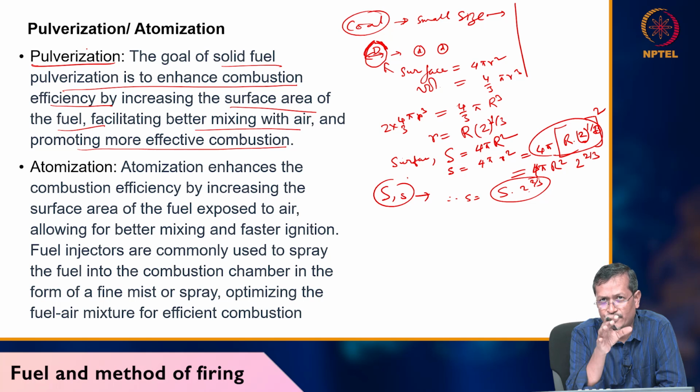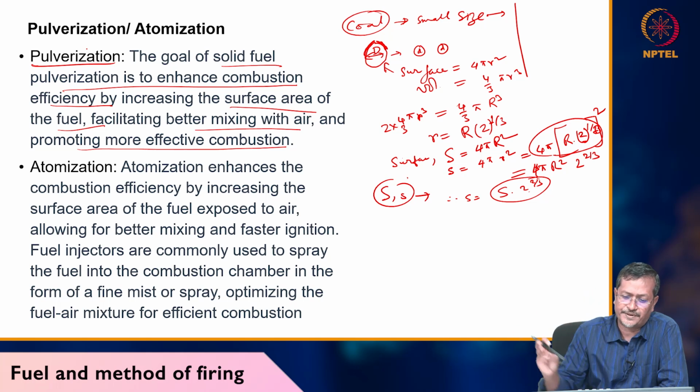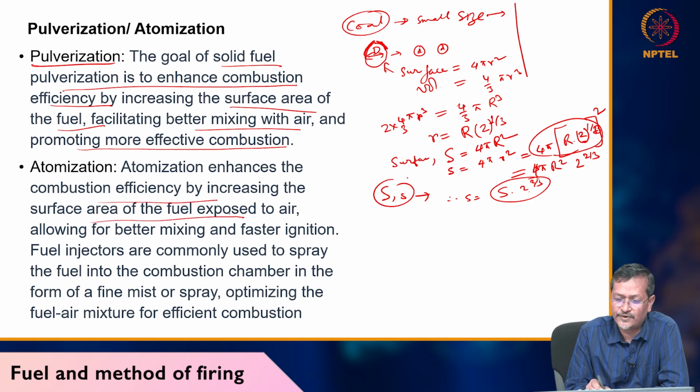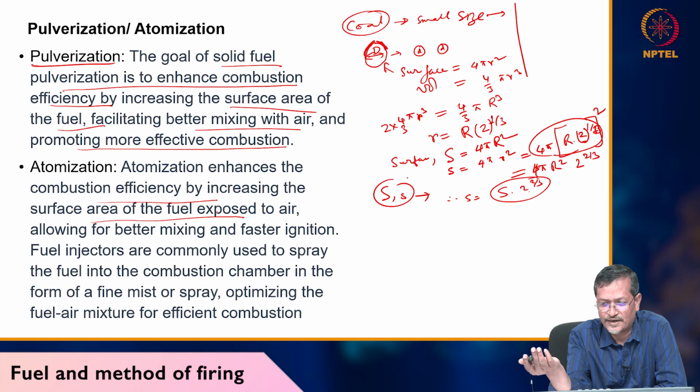So any coal fired unit or solid fired unit will have a pulverization unit where they break the solid fuel into very small tiny particles, so that it can then be injected into the combustion chamber. Atomization is another term, used for liquid fuel systems. Atomization enhances the combustion efficiency by increasing the surface area of the fuel. The same strategy you can apply.